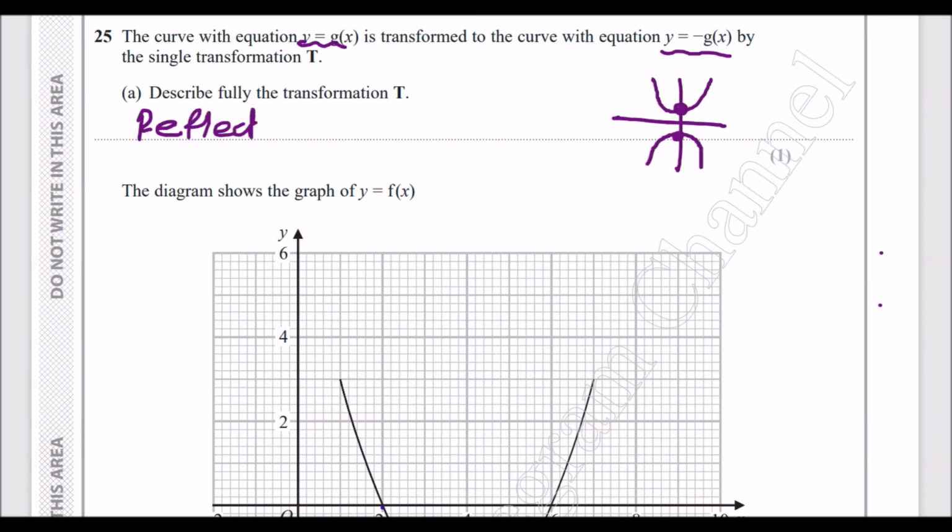So reflection across, what do we call this line? Across the x-axis, isn't it? So it's always opposite. Even though the y coordinates are flipped, it's a reflection across the x-axis.